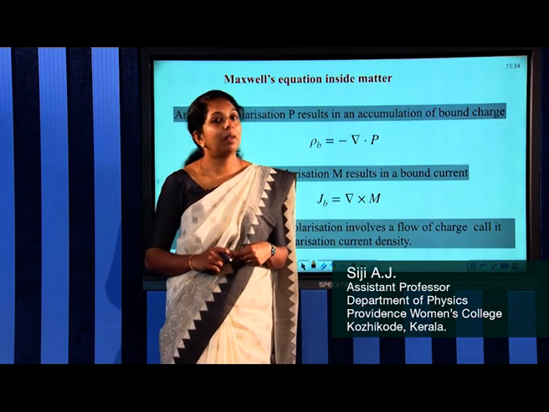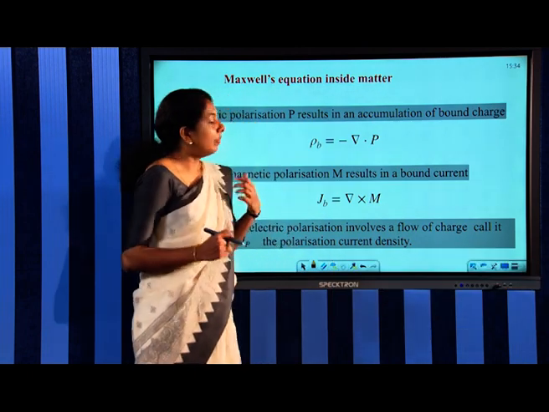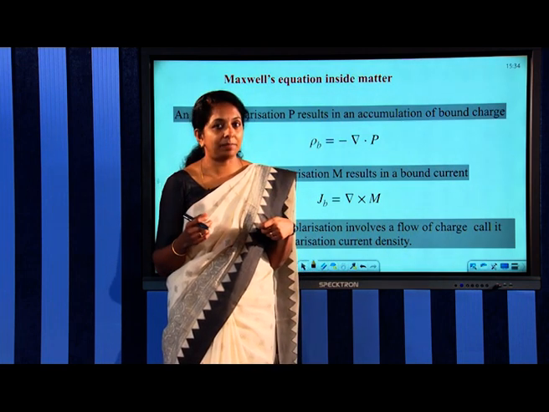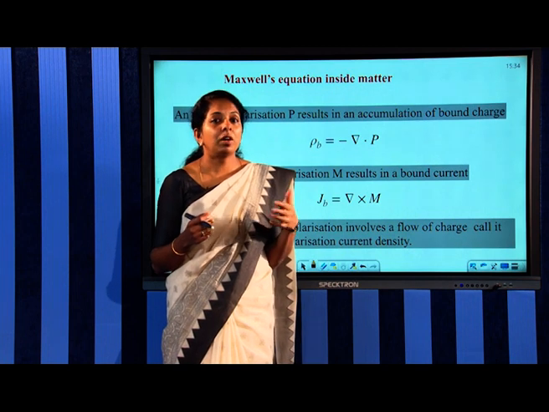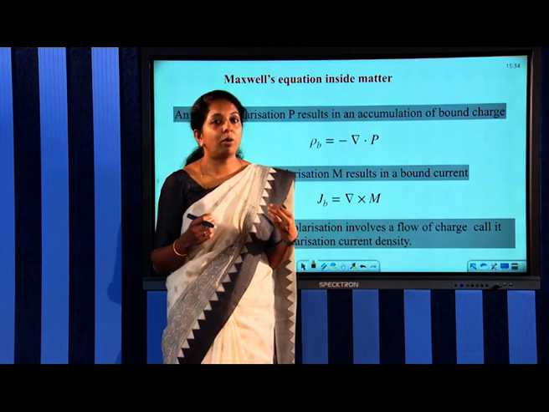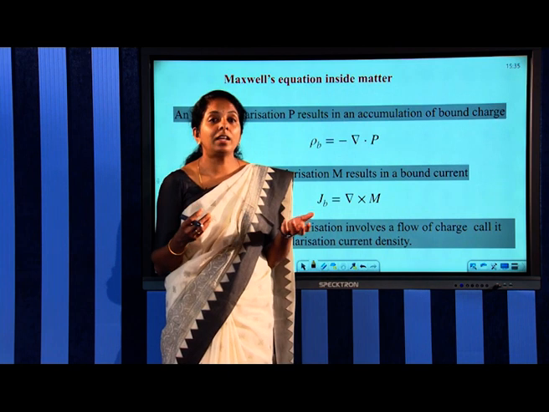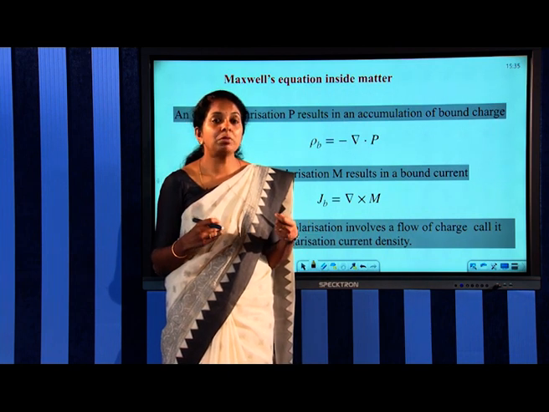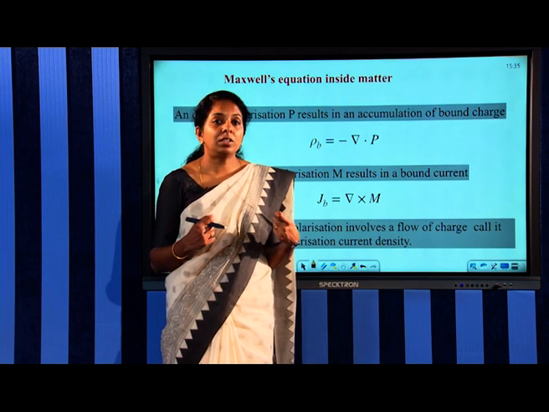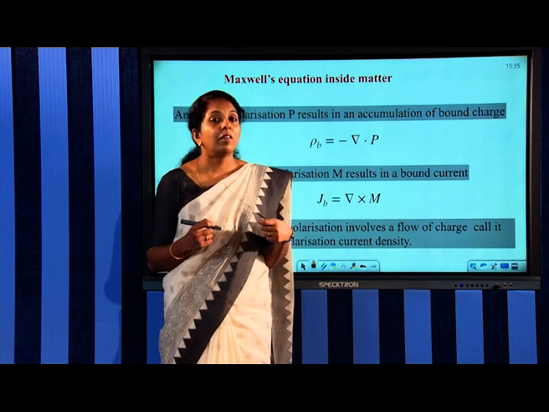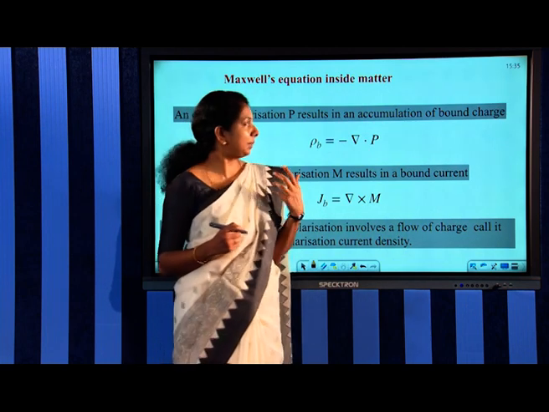Maxwell's equations in matter, because when we apply electric and magnetic fields to matter, it undergoes polarization and there will be accumulations of bound charge or bound current, but we do not have any direct control over the bound charge or bound current. That is the reason why we are rewriting Maxwell's equations in terms of free charge density or free current density and bound charge or bound current density. We have some direct control only over the free charge or current density.